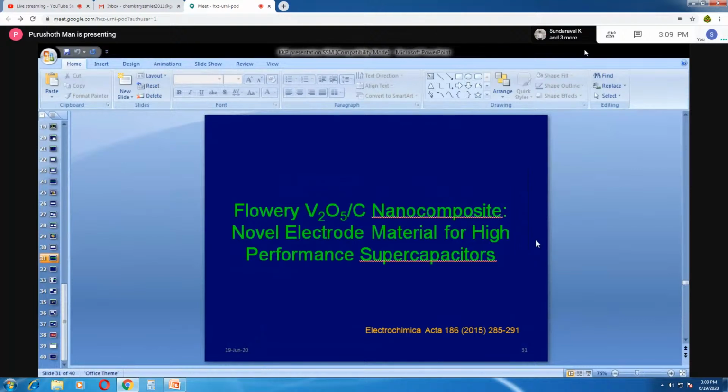And while we are discussing the preparation of nanostructured material, we have discussed that it will liberate hazardous byproducts. If you want to overcome that issue, you have to move towards the cleaner synthesis of nanomaterials. And we have made an attempt to synthesize vanadium oxide-based carbon nanocomposite by using a green synthesis method.